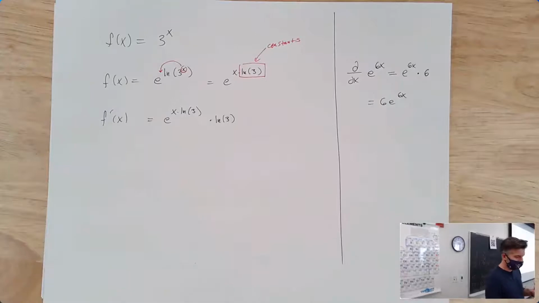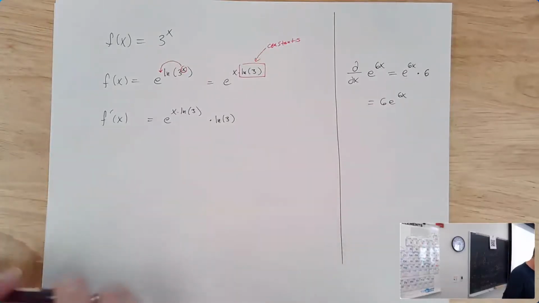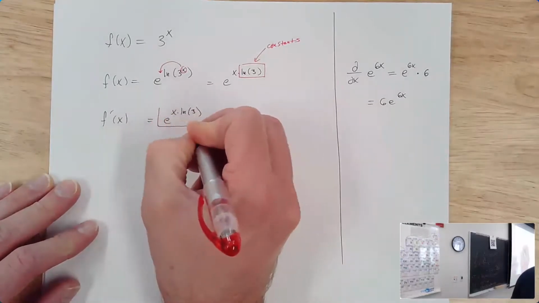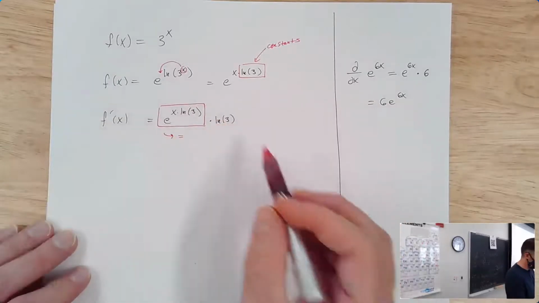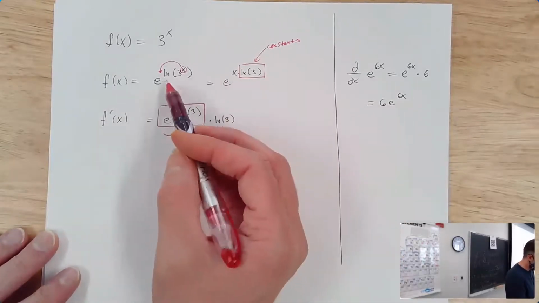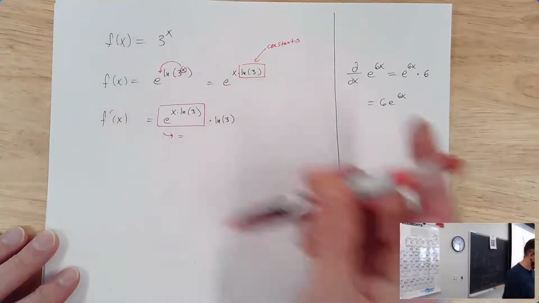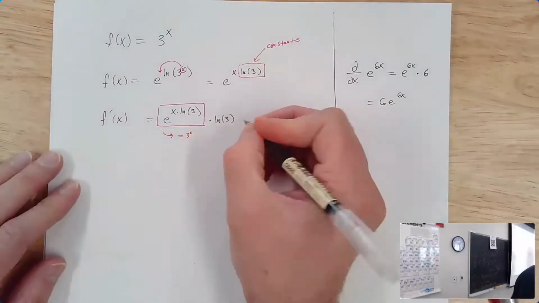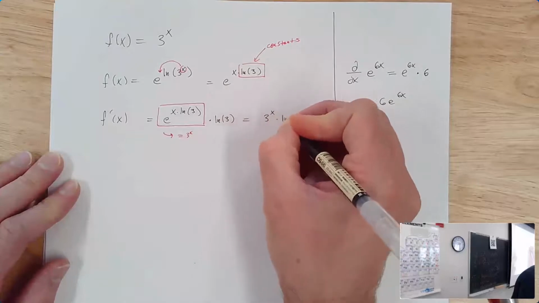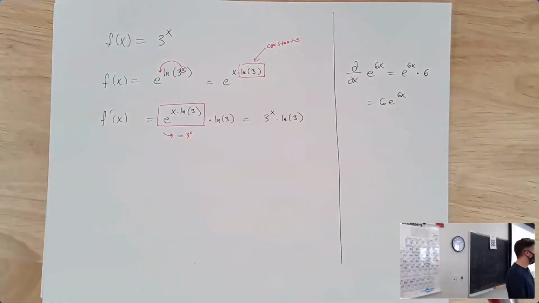Although you could leave your answer this way, I don't want to leave my answer this way. Because what do I know that e to the x times natural log of 3 is equal to? Well, it's that, which was that, which was that. So I could definitely write this as, and should write this as, 3 to the x times the natural log of 3.